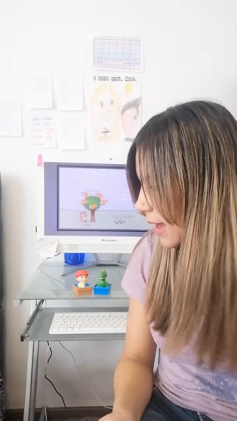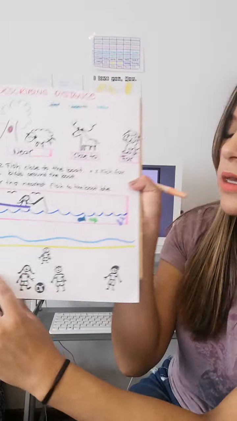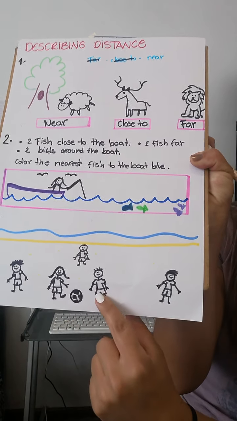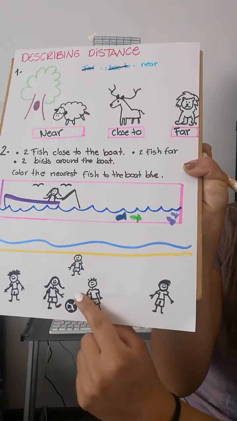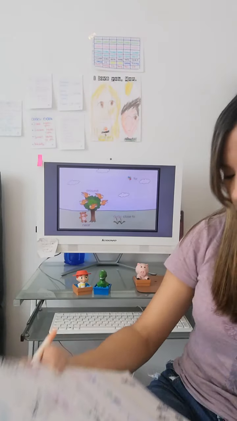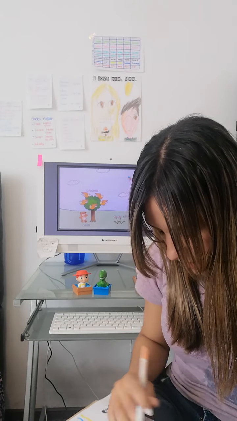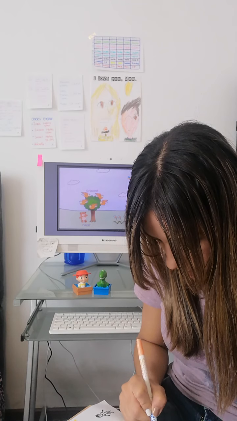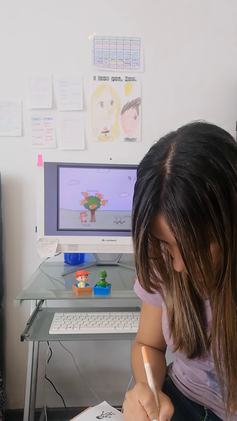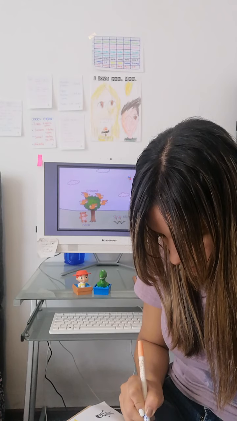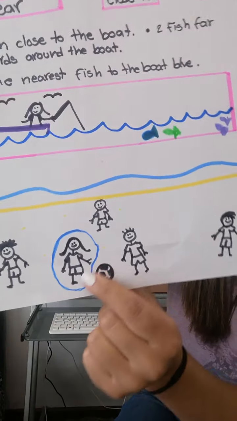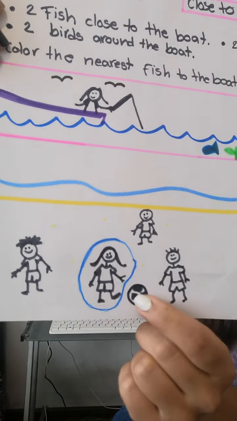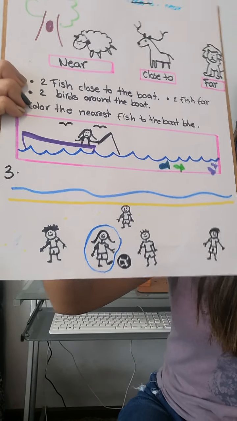Let's do it. I know which one it is. Is this one? This one? This one? Which one? Which one do you think? Think about it. Okay, I guess it is this one. Okay. I think the girl is the nearest to the football. Now, number 2.